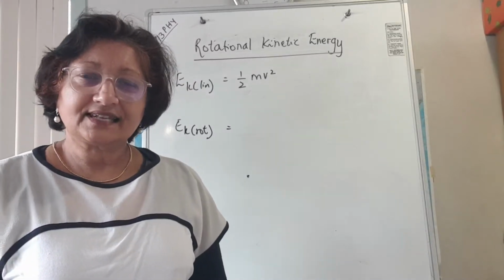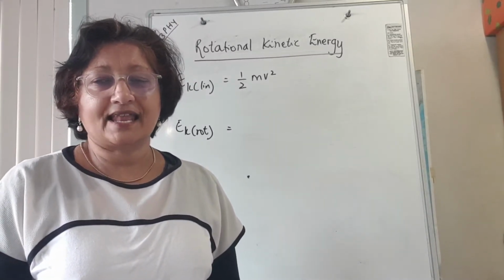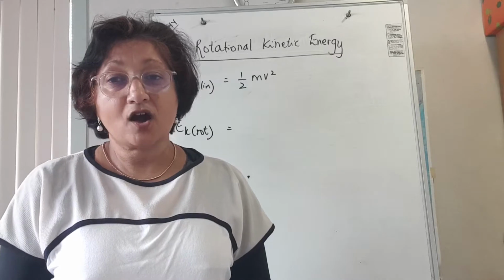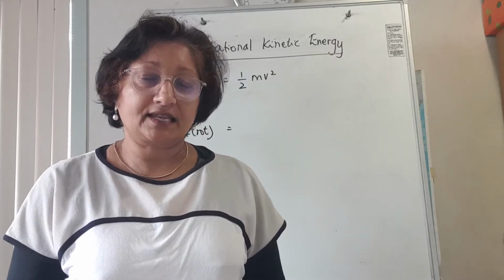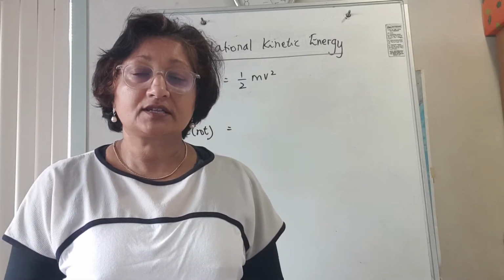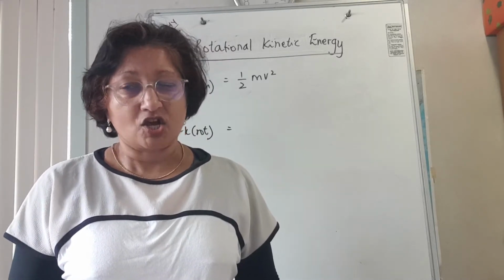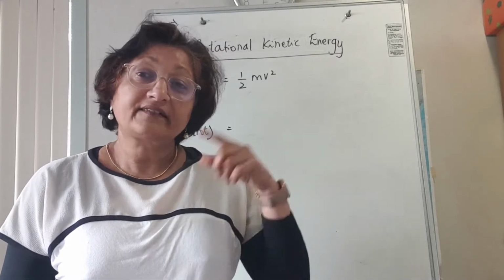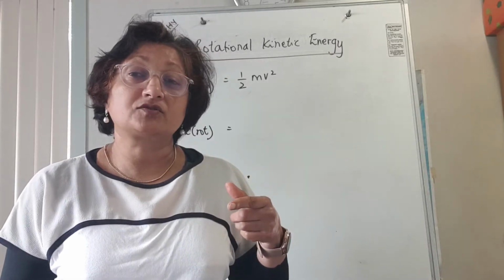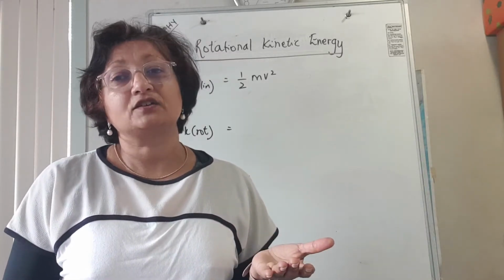Hi everybody, this lesson is about rotational kinetic energy. So just like how all moving objects have kinetic energy, all spinning or rotating objects have what's called rotational kinetic energy. So the sort of energy a Ferris wheel would have or a merry-go-round, because they're spinning, would be rotational kinetic energy.